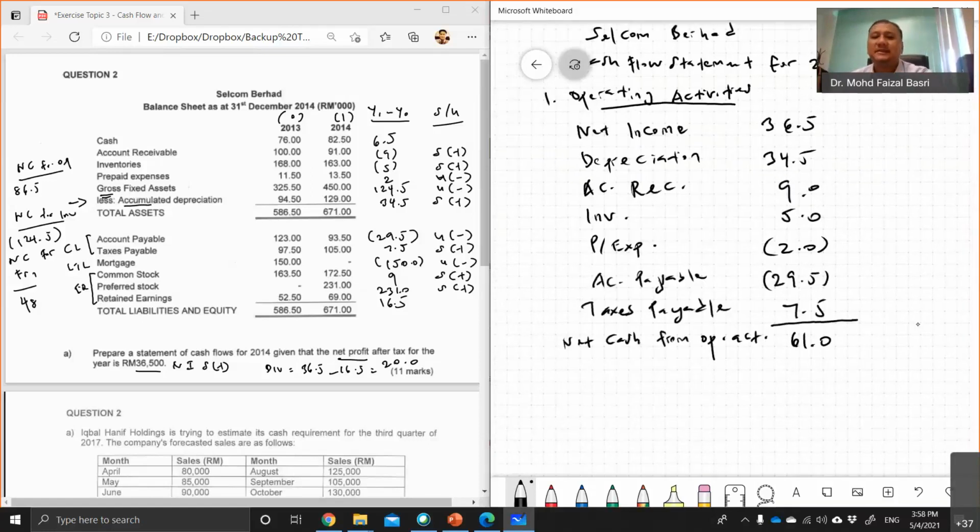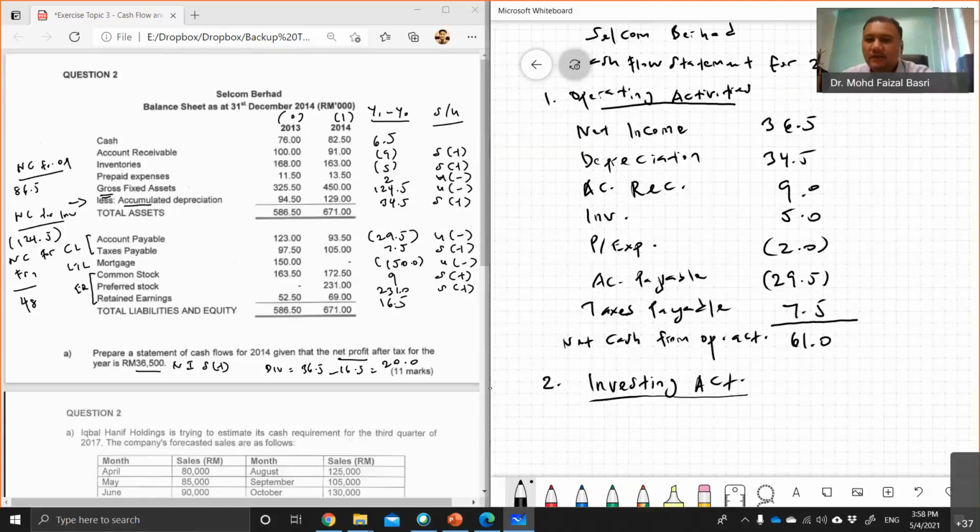Okay, so that's net cash from operating activities, 61,000 ringgit. Second, this is from investing activity.